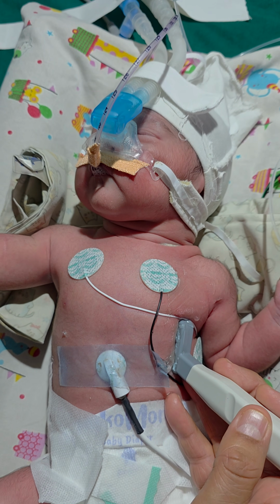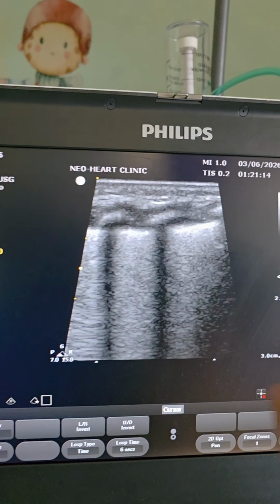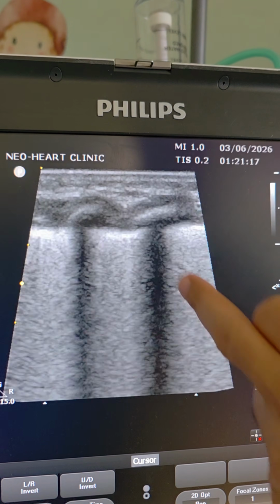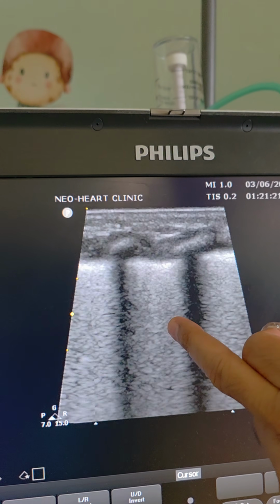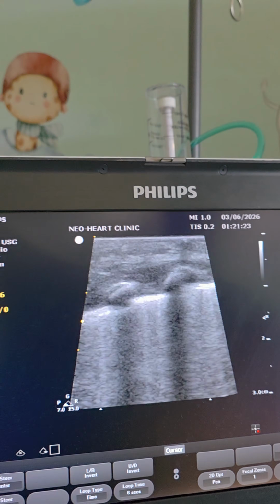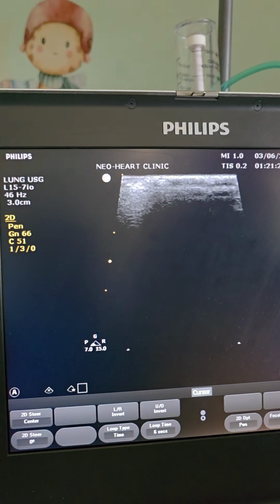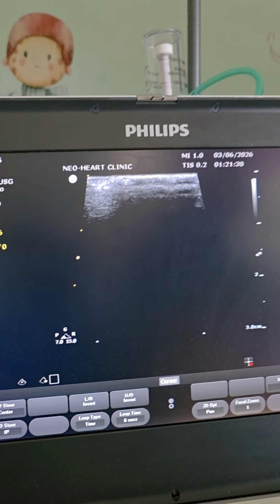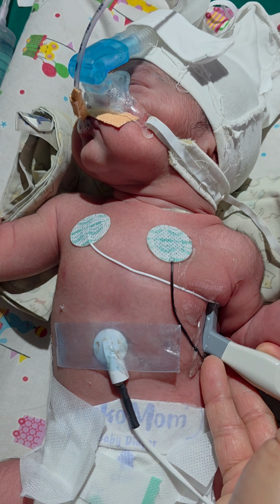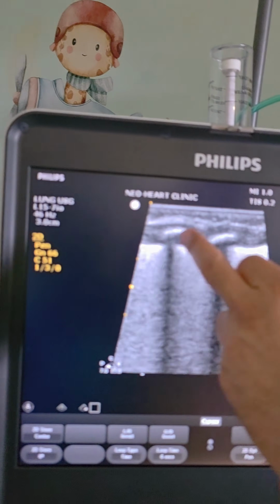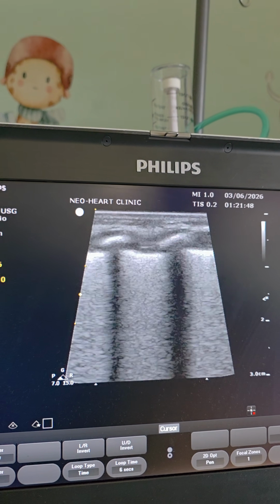So now we are doing in the left lower zone anterior. Here also it is the same finding. Confluent B lines, lung sliding is there. So this is again score 2. So now we will be doing the left lateral. You see 3 segments confluent. So on the left side it is 2, 2, 4, 2, 6.